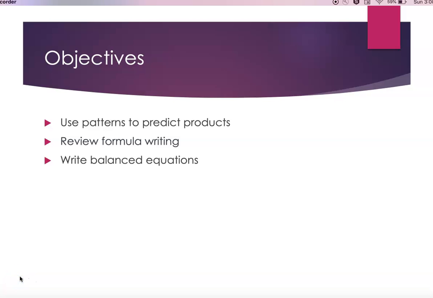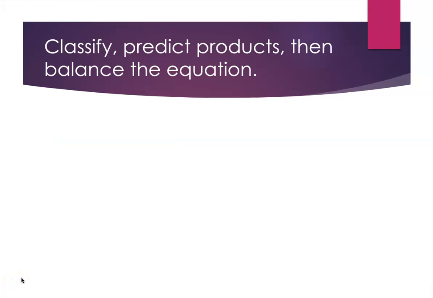The best way to do this is to do a lot of practice problems, and that's the approach we're going to take here. Try and do it on your own, and then listen to my solution. So here's the process we'll do for each problem. We'll classify the reaction by type, use the pattern from that classification to predict the products, write their formulas, and then we'll balance the equation.